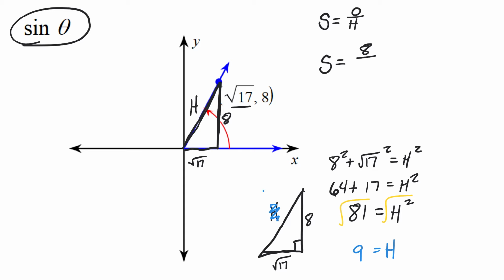So now we have all of our information needed to find the sine. So the sine of the angle is 8 over 9.